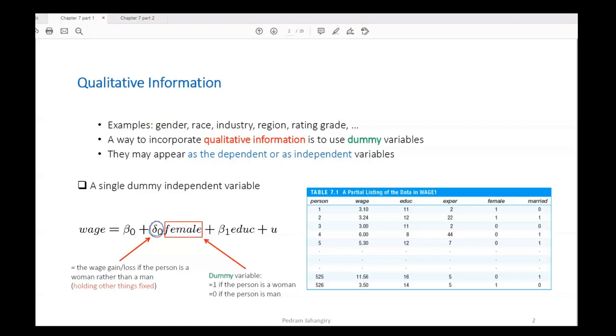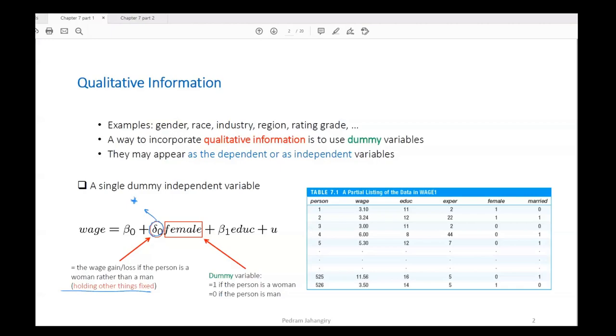So what does it mean? Depending on the sign of this delta zero, if it is positive, this model is suggesting that females on average are earning more than males, okay? If it is negative, it suggests that females on average, and we're going to prove this mathematically, will earn delta zero less than males, right? So that's the idea. And of course, we need to say holding everything else constant. So our ceteris paribus interpretation is still there.